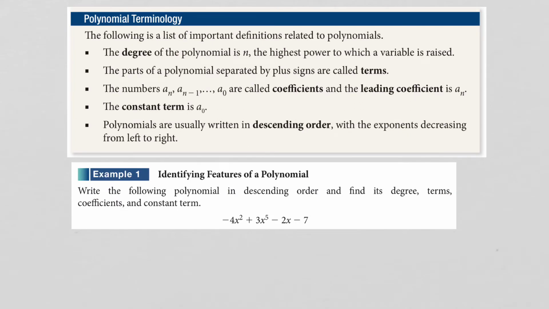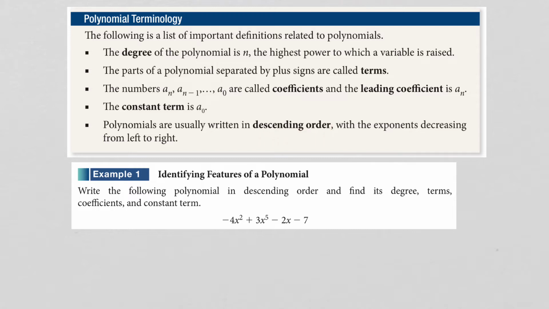Let's talk about polynomial terminology. So the degree of a polynomial is n, the highest power to which a variable is raised. The parts of the polynomial separated by plus signs or minus signs are called the terms. The numbers a_(n-1), etc. are called the coefficients, and the leading coefficient is a_n. So the leading coefficient is the number in front of the highest degree term. The constant term is a naught, and normally we write polynomials in descending order.